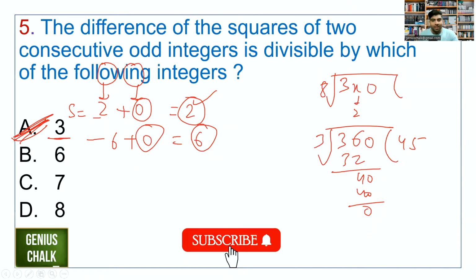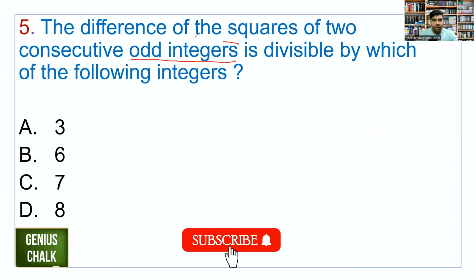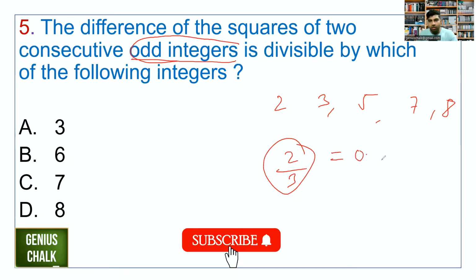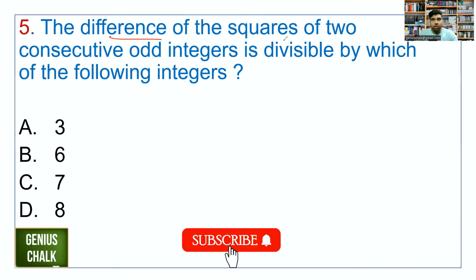Okay, right. The difference of the squares of the two consecutive odd integers. What are integers? Integers means any number which is complete, like 2, 3, 5, 7, 8. If I say 2 by 3, it is not an integer because it is 0.66, 0.667. This is a decimal, a fraction, so this is not an integer. It's saying the difference of the squares of the two consecutive odd integers is divisible by which of the following integers.